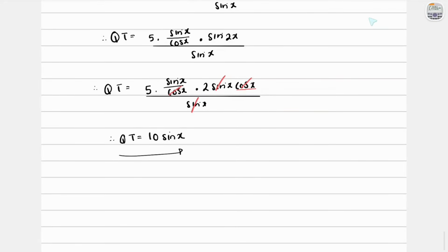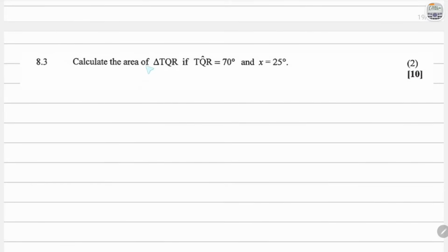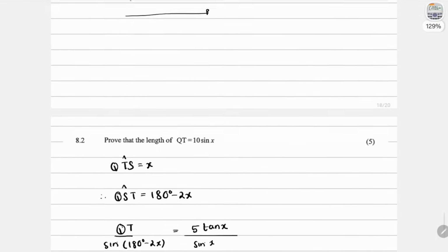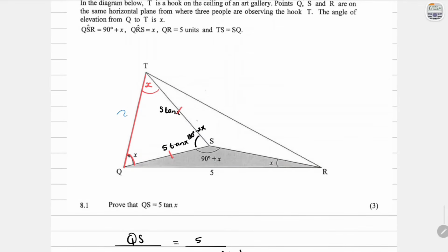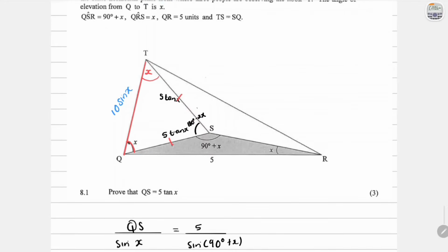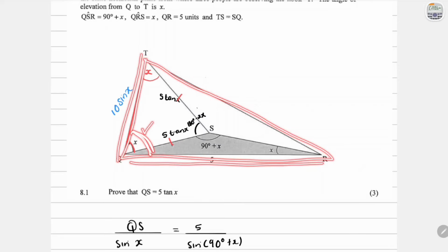Moving on to the next question. Question 8.3 says, calculate the area of triangle TQR if angle TQR is equal to 70 degrees and x equals 25 degrees. So let's look at that triangle TQR. Just remember that we just found QT. That is now 10 sine x. And they want us to find the area of triangle TQR. And they give us the angle TQR, this angle over here. That is 70 degrees. So you see that we can use the area rule here. We've got the middle angle. We have a side next to that middle angle and another side next to the middle.